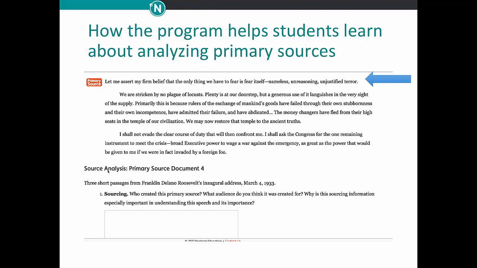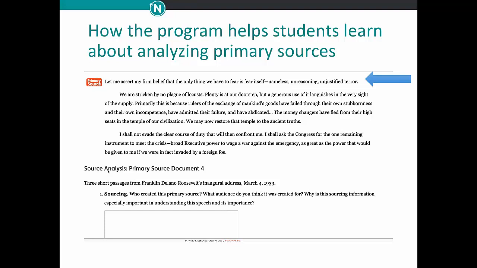So what we want students to do here is analyze those 3 paragraphs from Franklin Roosevelt's inaugural address. As you can tell, the first question asks, who created this primary source? What audience do you think it was created for? And why is this sourcing information especially important in understanding the speech and its importance? So that's a fairly open-ended question.